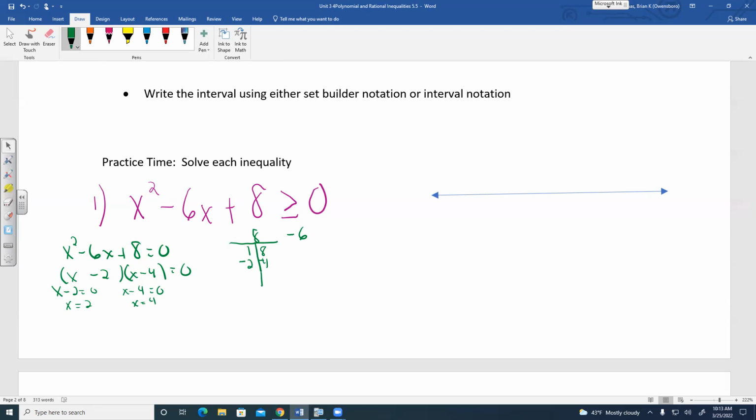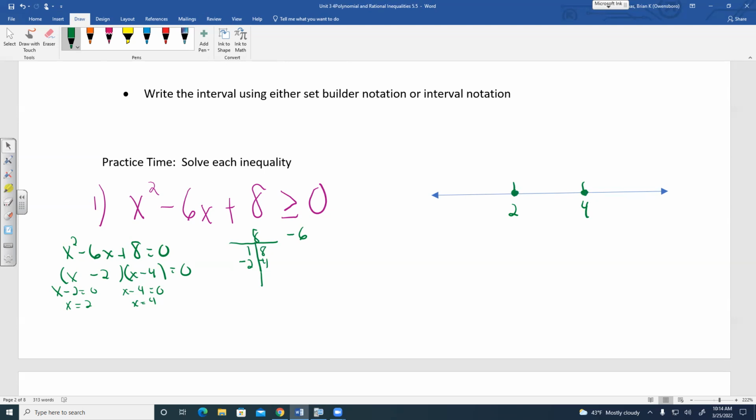So now if we graph these on the number line, we have the 2 over here on the left, and the 4 on the right. So make sure you get the smallest number on the left and the bigger number on the right. Notice how it's greater than or equal to 0. That means these zeros are actually included in the solution. So we close those in. They're going to be included.